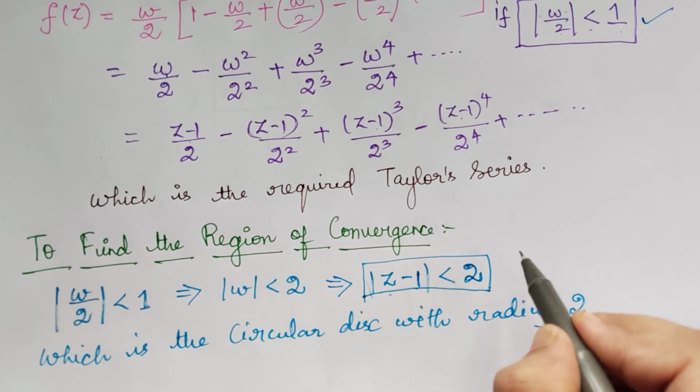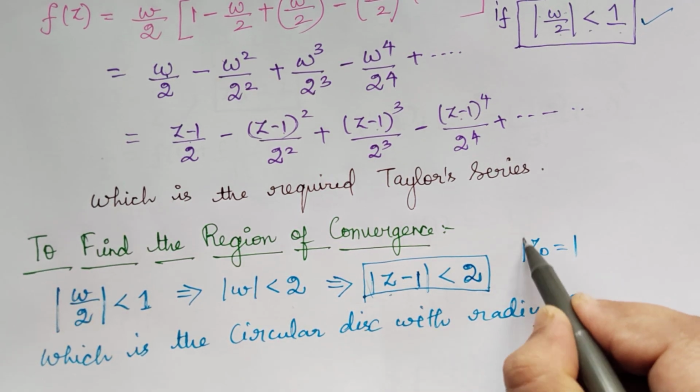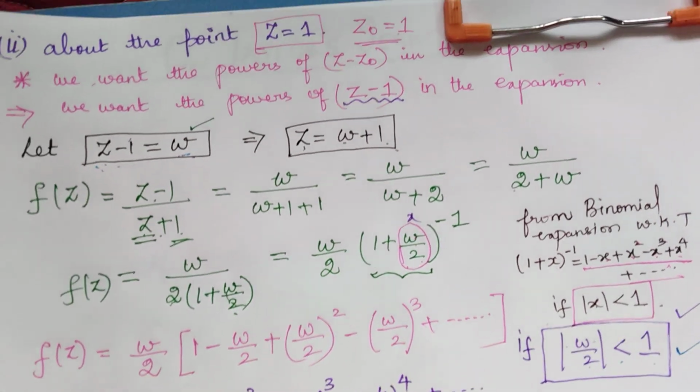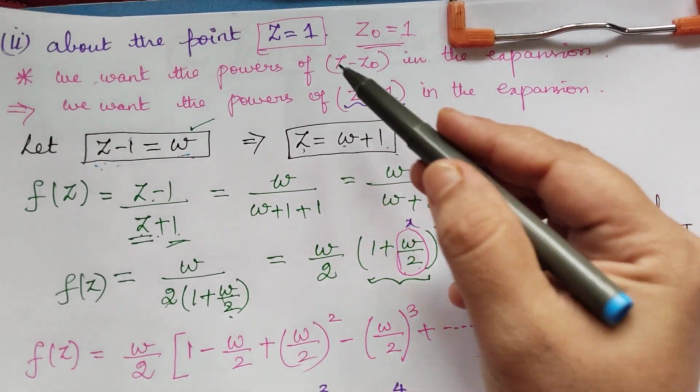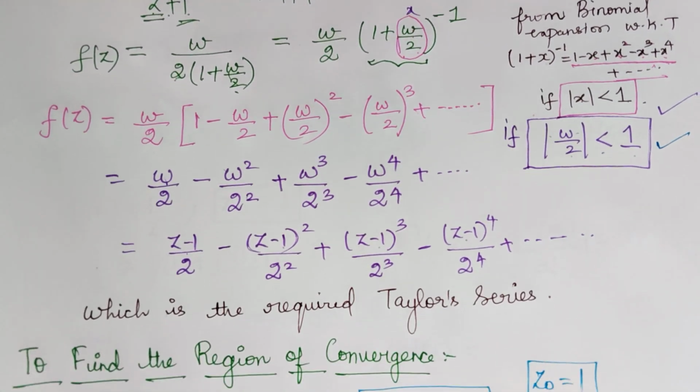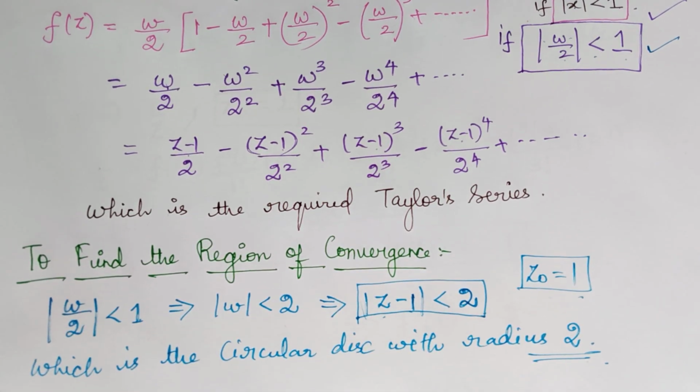And this is the point z0, which is equal to 1, because we are expanding about the point z0 only. Z equal to 1. So I hope you have understood this problem to the best of your understanding. This is a very significant problem. Thank you.